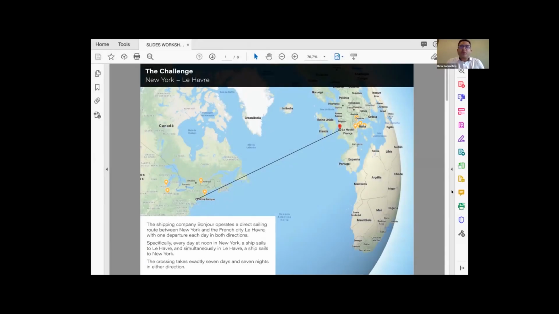Probably most people will use this reasoning: the boat will leave New York, and in the next 7 days, the boat will meet one boat every single day. But the number is higher than 7. The number is 13. Most people miss the ships that sailed before our departure and are already at sea when we leave New York. So we already have 6 boats at sea.